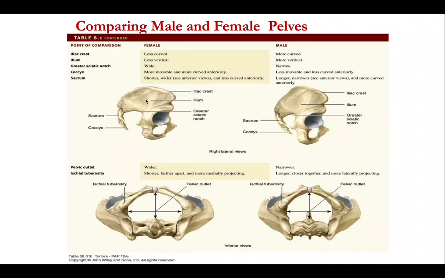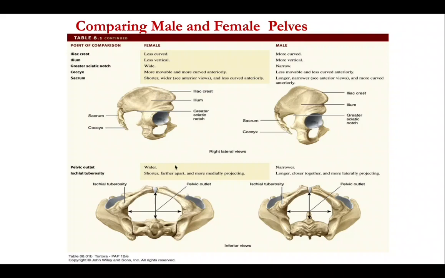So also, you're going to have differences from the lateral side here in a female. So the iliac crest is less curved in a female. The ilium's less vertical in a female. The sciatic notch is wider in a female. The coccyx is more movable and more curved anteriorly, whereas in a male it's going to be closer in. The sacrum is shorter and wider in a female, less curved anteriorly. It's longer and narrower in a male with more curve anteriorly.